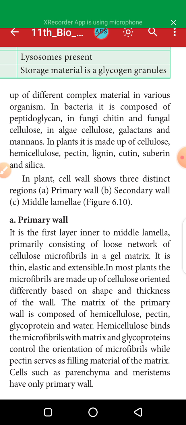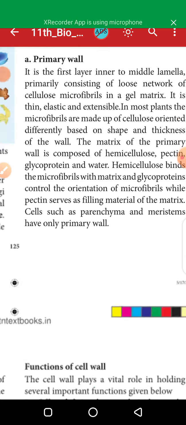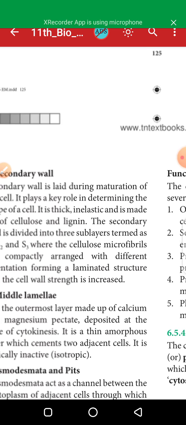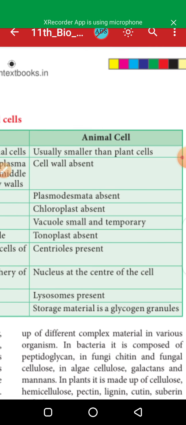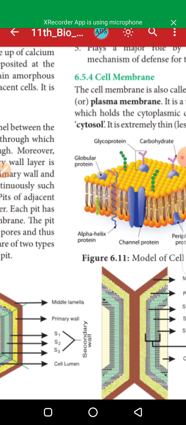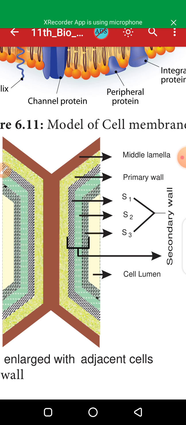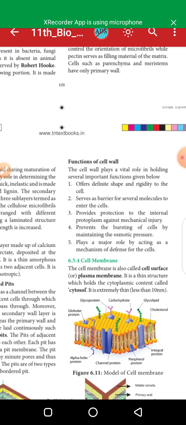In plants, the cell wall shows three distinct regions. என்னென்ன primary wall, secondary wall, middle lamella. அந்த டயக்ராமில் பார்க்கலாம். ஸோ இதில் பார்த்தீங்கன்னா தெரியும், ப்ரௌன் கலரில் இருக்கிறது தான் மிடில், ரெண்டு செல்லுக்கு இடையில இருக்கிறது. அதுக்கடுத்து பிரைமரி எல்லோ, அப்புறம் செகண்டரியில் பார்த்தீங்கன்னா S1, S2, S3, அதுக்கப்புறம் உள்ள லியூமன். ஸோ அதுதான் பார்க்க போகிறோம்.